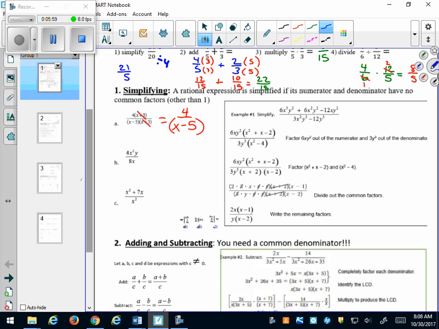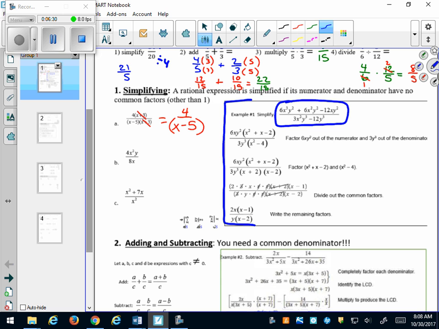Okay. So in the box here, there is a full explanation and example. You'll notice that in this first example here, the first thing you have to do is factor it. How are you going to know what the common factors are unless you factor it first, right? So there's going to be a lot of factoring involved when we're simplifying rational expressions.